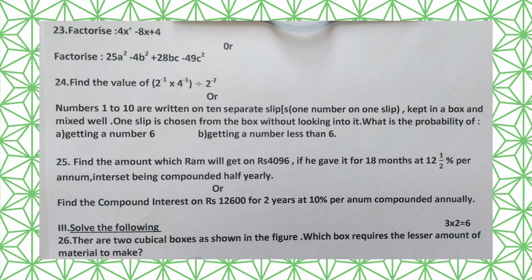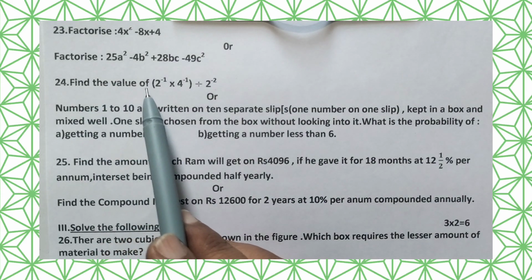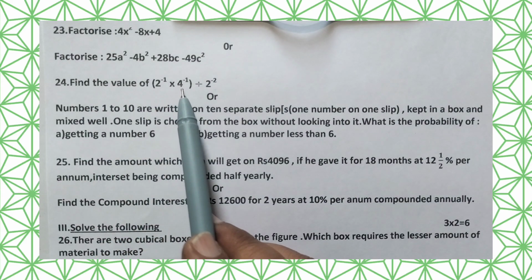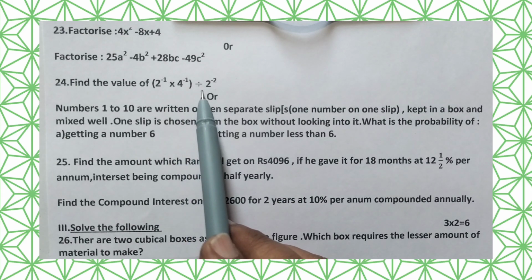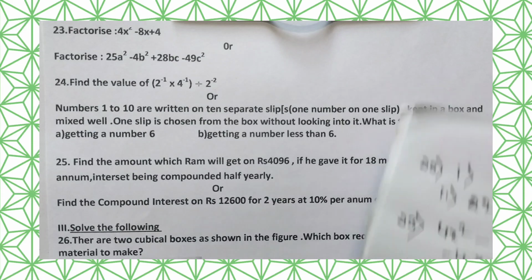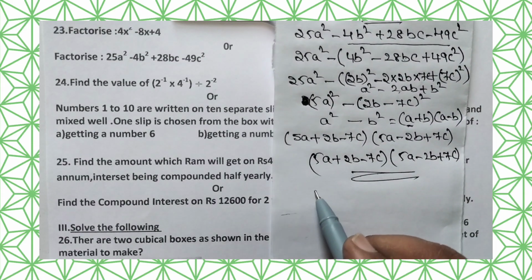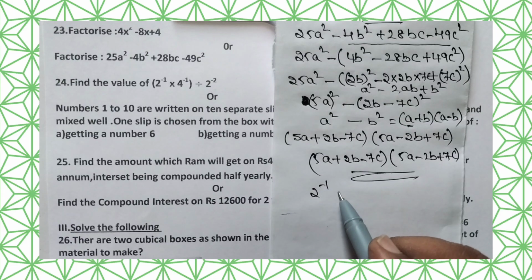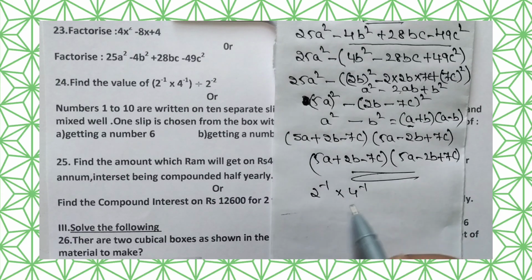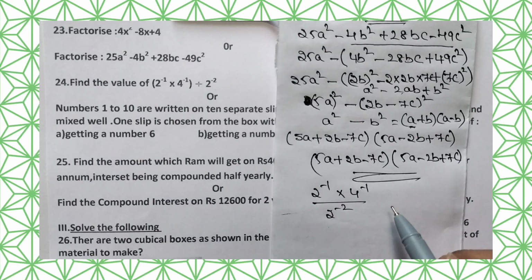So now let us move to another question, that is 24. Find the value of 2 to the power of minus 1 into 4 to the power of minus 1 divided by 2 to the power of minus 2. So now let us answer this question. That is 2 to the power of minus 1 into 4 to the power of minus 1 divided by 2 to the power of minus 2.